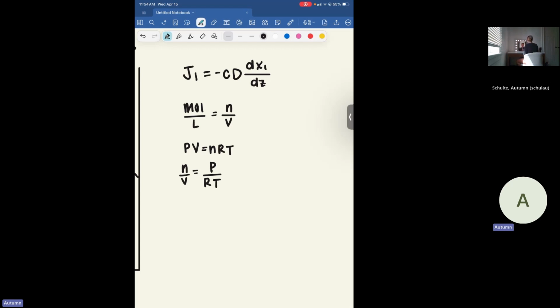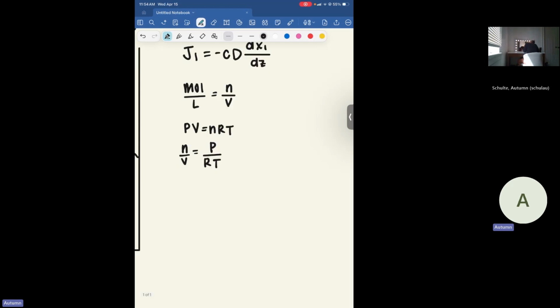And we know that if we have a binary mixture with two components, the concentration of one component plus the concentration of our other component is equal to our total concentration. So if we want to find our total concentration, we need to find the concentration of both of our components and then simply add them together.